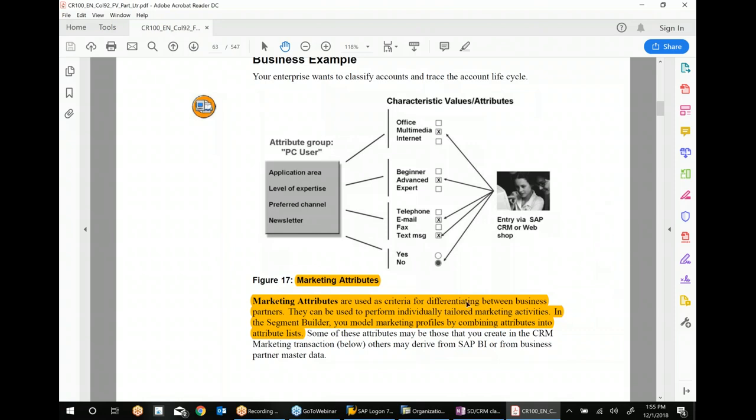So here we can define different attributes. Now it's a very interesting functionality, which allows you to define a customer on the basis of different parameters. So let's say I can define different attributes. Application area, level of expertise, preferred channel, newsletter. So application area, whether I'm going to use this product in office, in multimedia, internet. Level of expertise, whether the user is beginner, advanced, and expert. Preferred channel, whether he wants to be called by telephone, email, fax, and text message, whether he prefers us to send, yes and no.